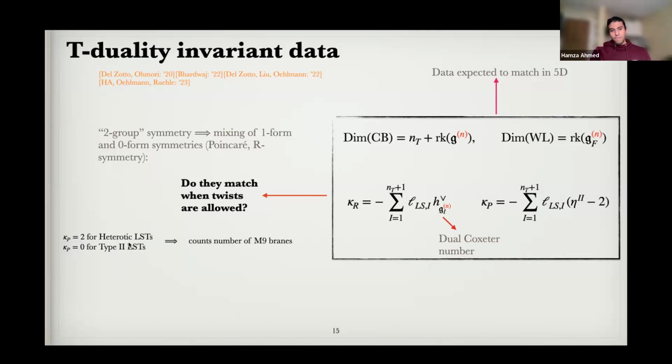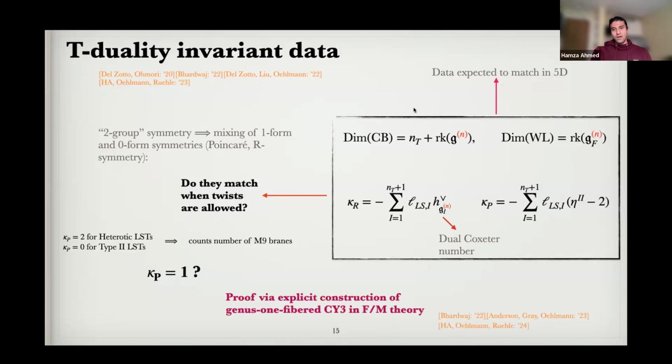So this makes sense. But then a natural question arises: are there heterotic LSTs for which kappa P equals 1, i.e. there's a single M9 brane? And so by the end of this talk, hopefully I'll convince you that such theories do exist. And finally, as I said, this data is sort of the necessary data that you need for T-duality.